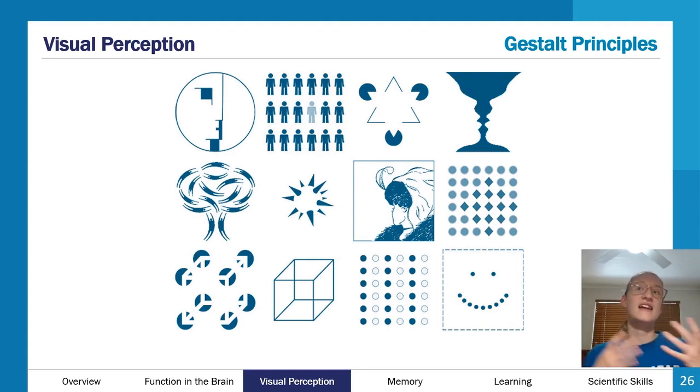Because our brain, in essence, is trying to fill in gaps and say, I don't want to just see all the random parts. I'm going to fill in the gaps, I'm going to make a guess, and I'm going to see what I think I'm meant to be seeing.